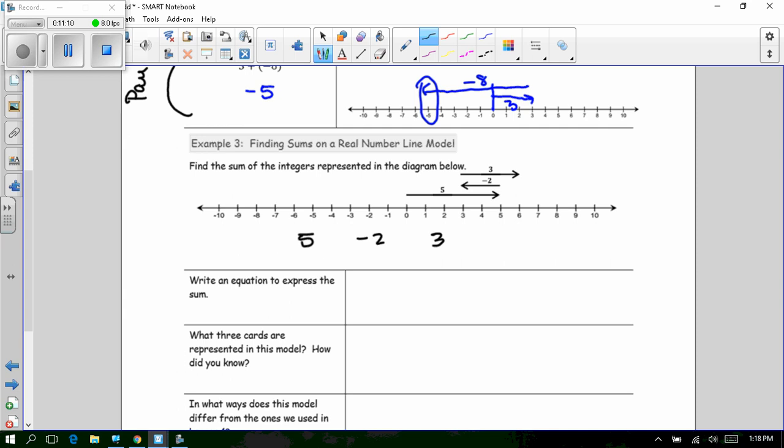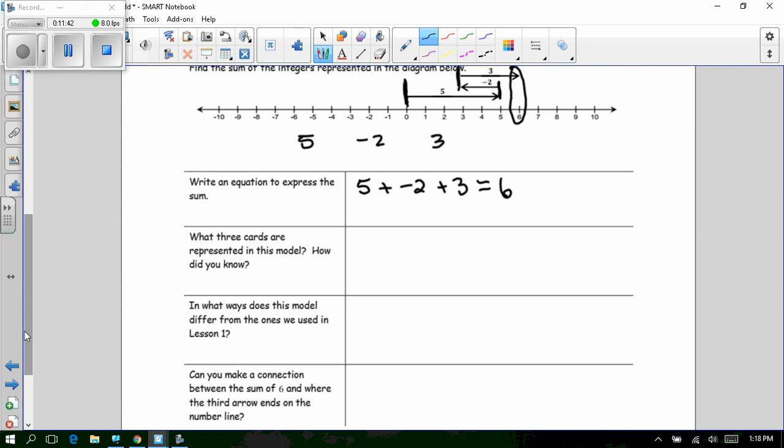So I got to write an equation to express that. What's the number I started with? Well, if you notice, this starts here at 0, so I started with 5. At the end of the tail for 5, it brings me to where? -2, so I'm going to add -2. And the end of the tail of the -2 brings me up to the 3, and so that's how I get that. Notice where the 3 ended. Where does 3 end? It ends at 6. Okay? So 3 numbers that we had, I just wrote those down a minute ago, was 5, -2, and 3.